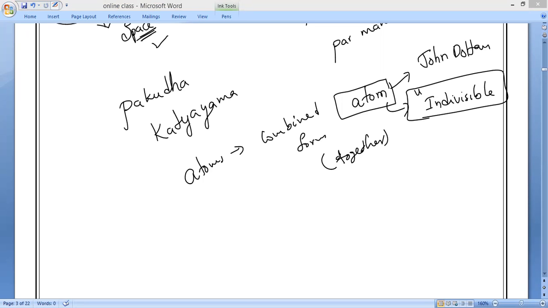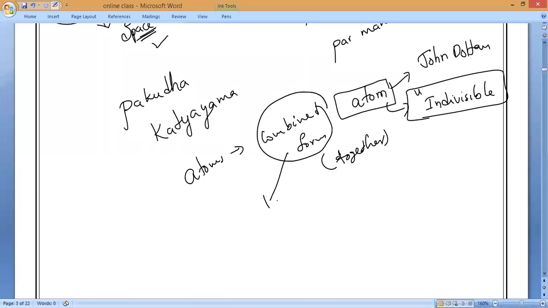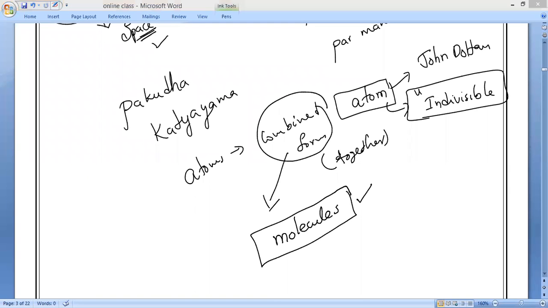So they form different kinds of matter. What do we call a combination of atoms? Anybody? Molecules. So that is what he named. Atoms always exist in combination, which gives various kinds of matter, and this combined form is called molecules. So all matter is made up of small particles called atoms and molecules.